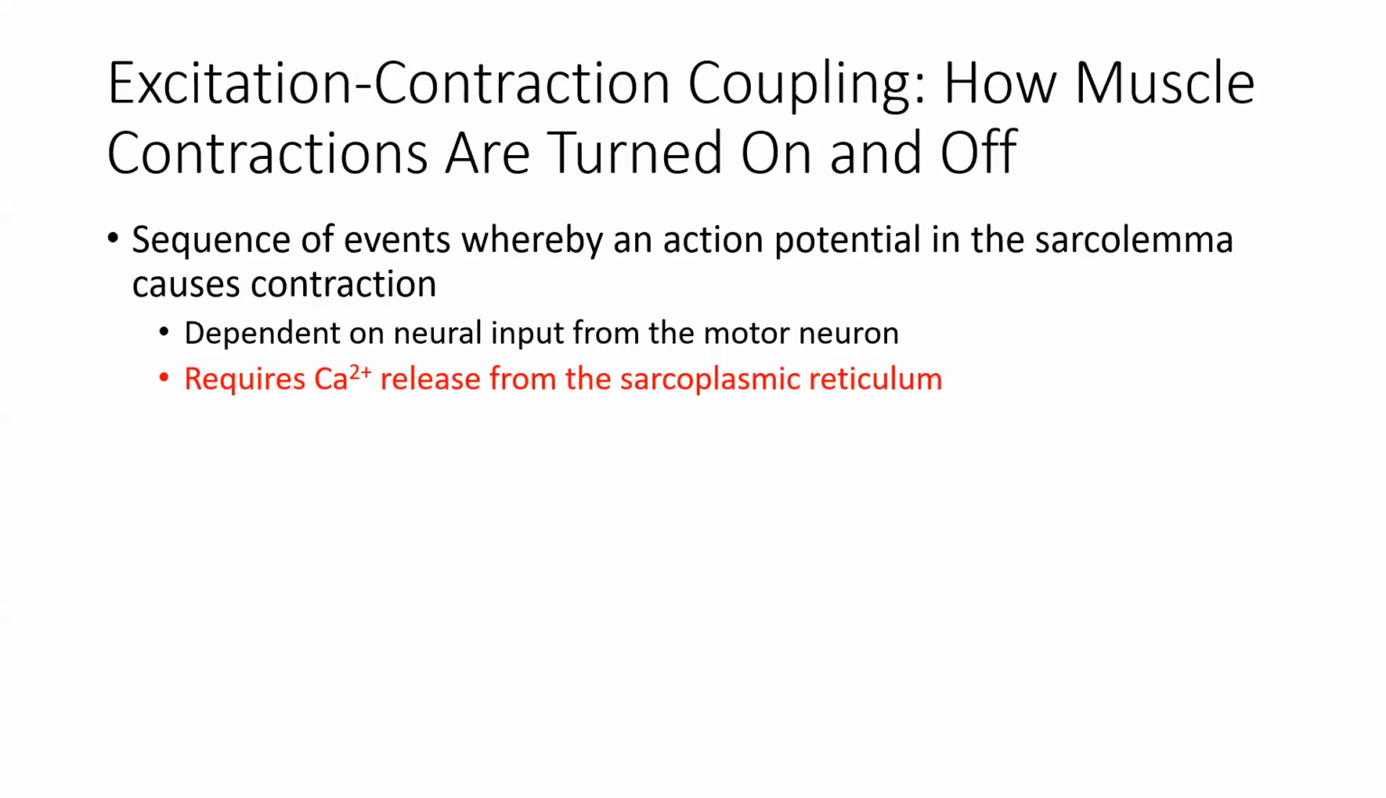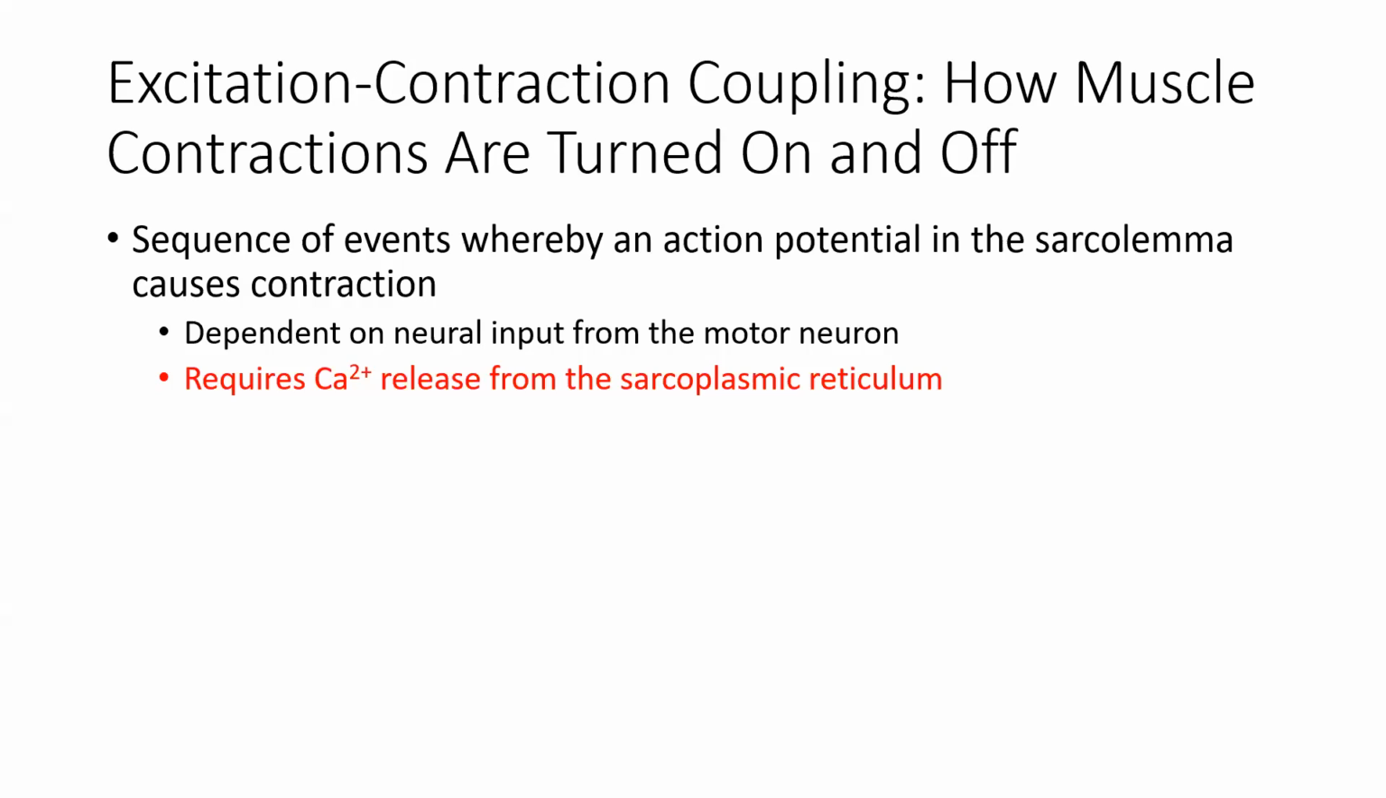And so here we're going to speak about the sequence of events where an action potential, and if you remember from our last unit, we described this to be an end plate potential, where this action potential in the sarcolemma causes contraction. So how do we connect the dots from the events that happen on the neuromuscular junction where that end plate potential is brought about to the actual shortening of the sarcomere, to the cross-bridge cycling? How do we fill in the steps of that communication? And that's what excitation-contraction coupling is.